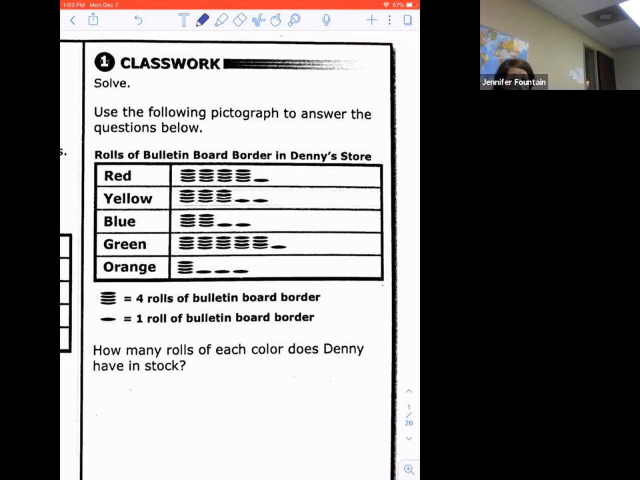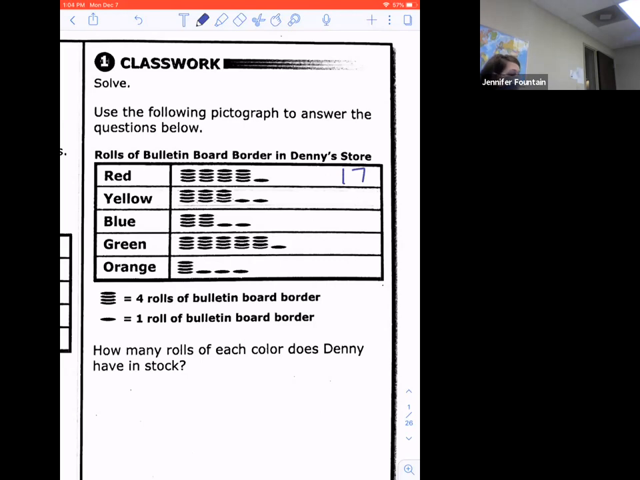We see that our stack of circles represents 4 rolls. So each one picture equals 4. And then we have our individual. So how many rolls of red paper do we have? We've got 4 stacks that represent 4 each, right? So what's 4 times 4? 16. And then the one individual. So how many do we have? 17 of the red.